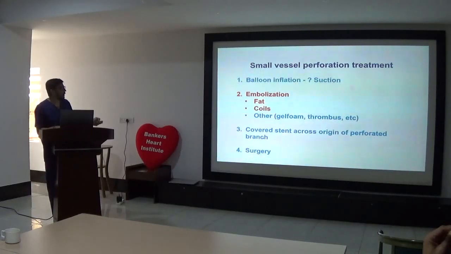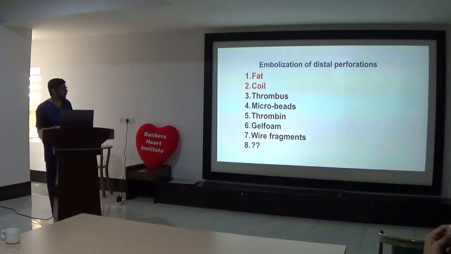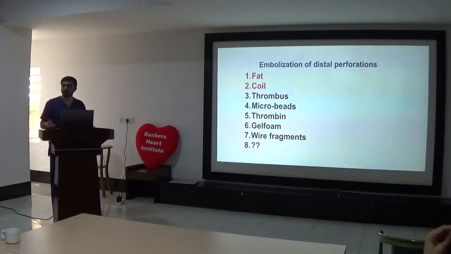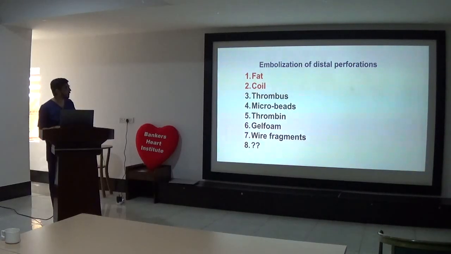Another option is embolization with fat, coil, or other gel-form thrombus. The third is a cover stent across the origin of the perforated branch. And the fourth is surgery. Fat, like adipose tissue, is of human origin, low in cost, and easily available. Fat is thrombogenic and leads to occlusion, so it will seal the vessel. Coil is readily available.